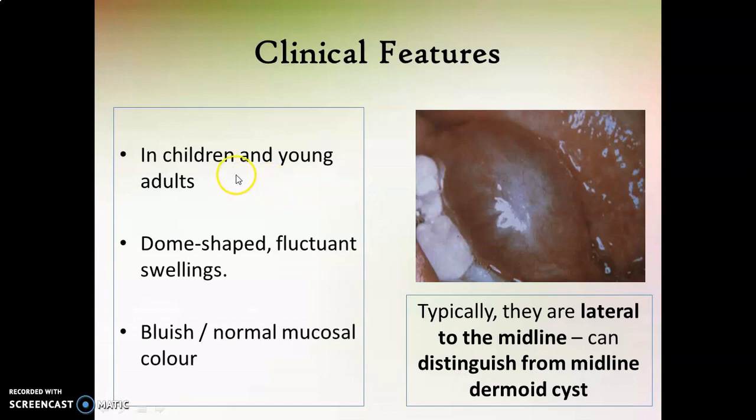Clinically, ranula is also common in children and young adults, and they also appear as a dome-shaped fluctuant swelling, and it might be bluish or normal mucosal color like your mucocele, and they are typically present lateral to the midline in the floor of the mouth. This is an important distinguishing feature from dermoid cyst which usually arises along the midline.